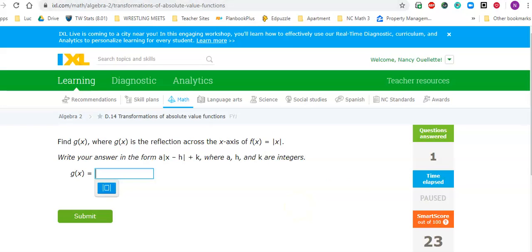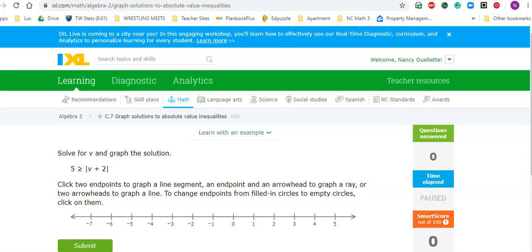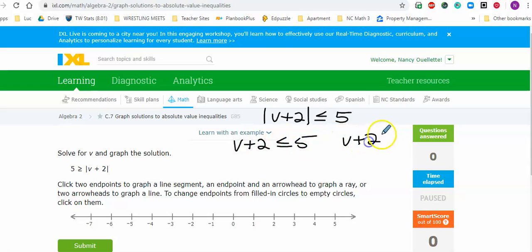Hang on a second. Here's the next one, graphing solutions to absolute value problems. So this one, let me get a, hang on. Okay, now I can write on this page. So we have absolute value of b plus 2, and I'm just switching these around, less than or equal to 5. So b plus 2 is less than or equal to 5. b plus 2 is greater than or equal to negative 5. And this is an and, but we can solve them separately.